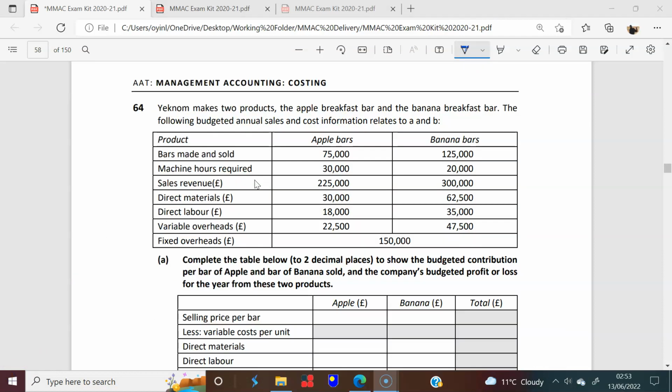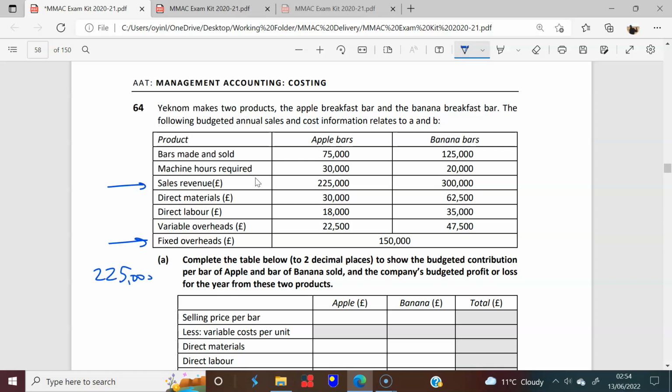So the key point, what we're trying to do here all the time, is to find the contribution per unit. The other thing to remember, which I've said several times, is that our aim here is to ignore these fixed overheads in the short term. This doesn't help our decision making in the short term. So what are we doing? Here's your sales revenue.